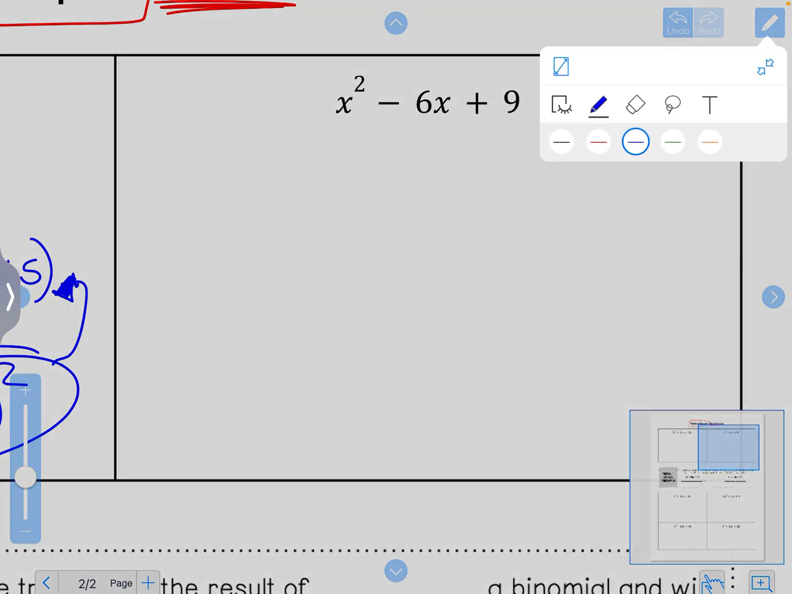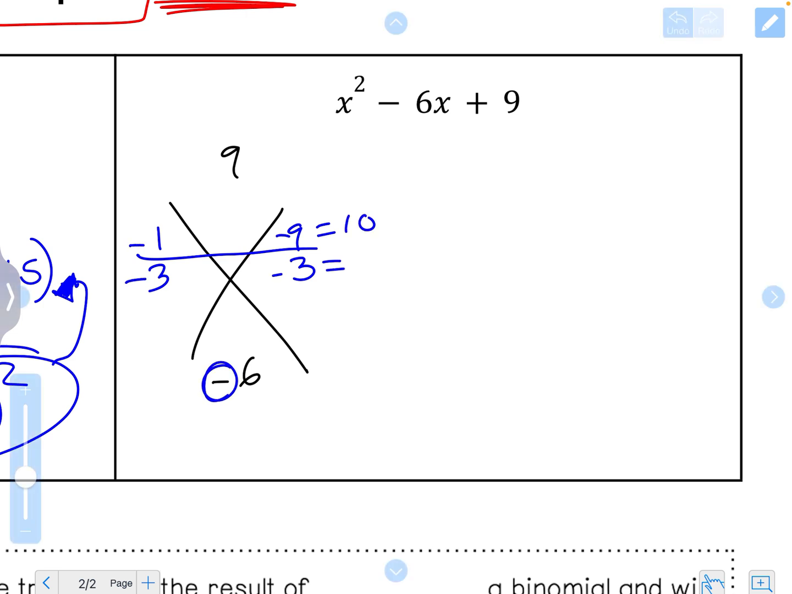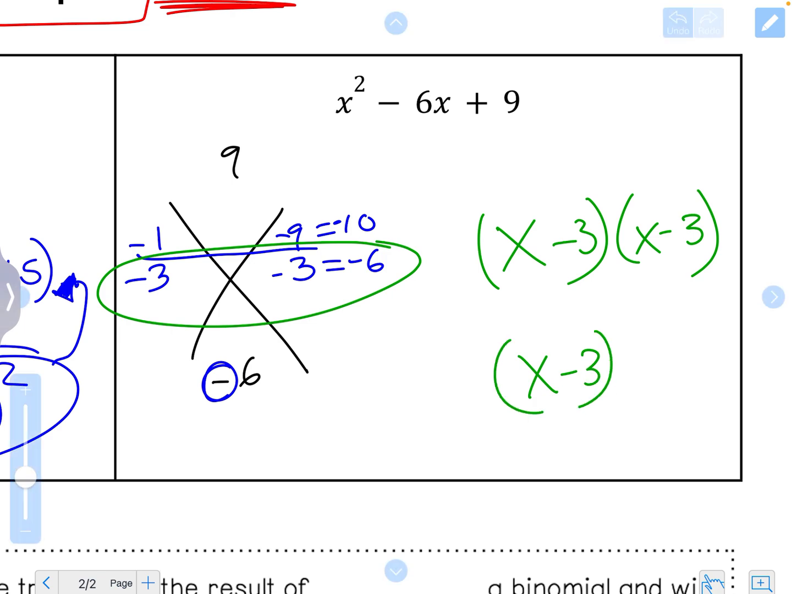So again, we're going to do this one right here. We're going to write our x. We're going to put 9 on top, negative 6 on bottom. So we have 1 and 9. We have 3 and we have 3. So we add them together and we get 10. Ooh, it's a negative. So my numbers should have all been negative. So I should have gotten a negative 10 and a negative 6. So this is my winning combo. So x minus 3 times x minus 3.